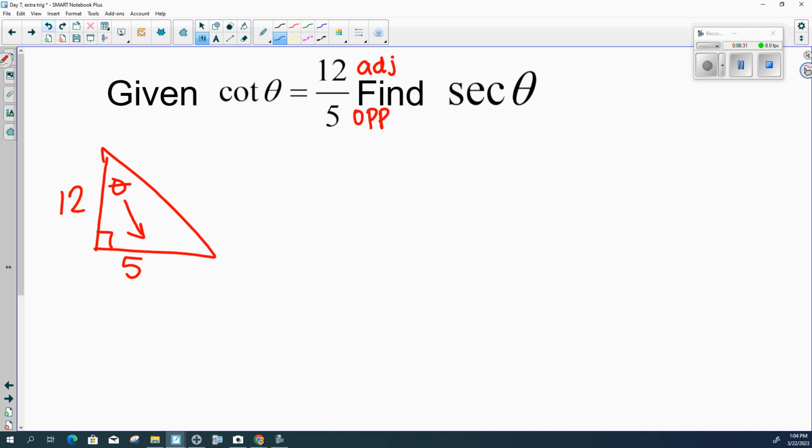Keegan, what do we need for secant? What are the two sides that we need? We've got adjacent, it's the 12. So we've got the 12. How do we find the hypotenuse? Lauren, what would you do to find that hypotenuse?